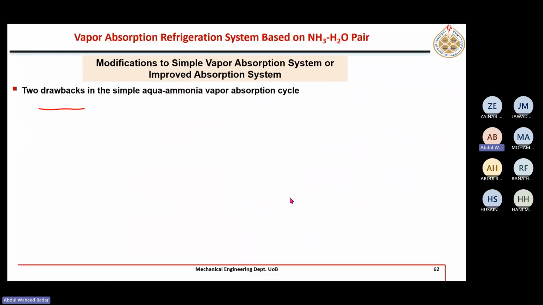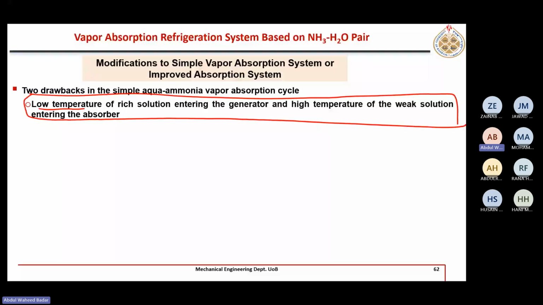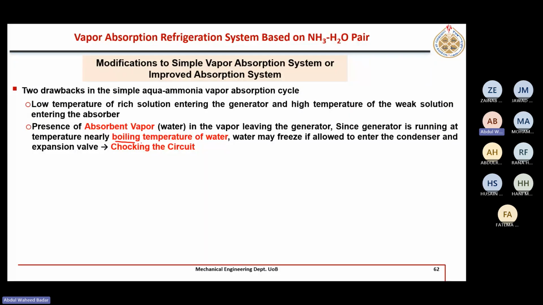So this is the first drawback, which we can eliminate using the same component which we used in the water lithium bromide system: a heat exchanger between absorber and generator. The second drawback, which is specific to the ammonia water system, is this one. Ideally, we want only ammonia to evaporate in the generator, but actually some water also evaporates, because the boiling temperatures of water and ammonia are not that far apart.